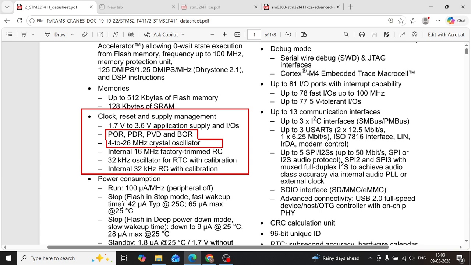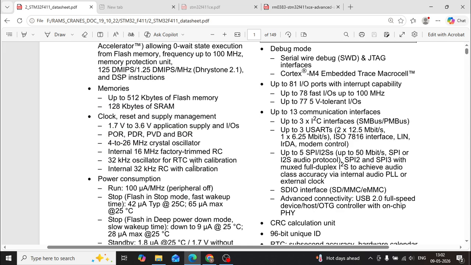And you will have a crystal oscillator. The external crystal oscillator you can connect from 4 megahertz to 26 megahertz to this microcontroller, and internally we have an RC oscillator of up to 16 megahertz. Then we have the RTC inside. For this RTC, a dedicated 32 kilohertz oscillator is available. So this is all about the clock system available inside the microcontroller.